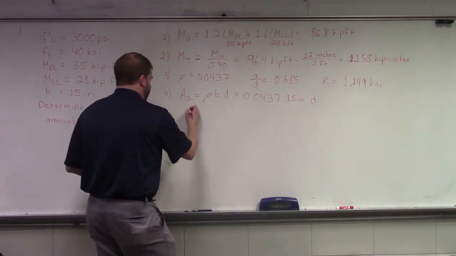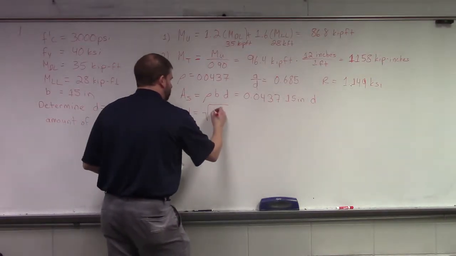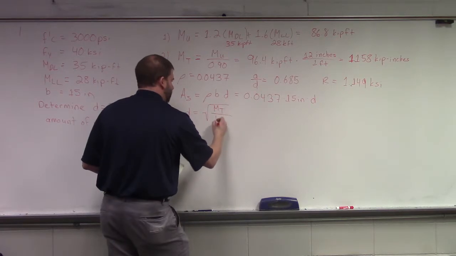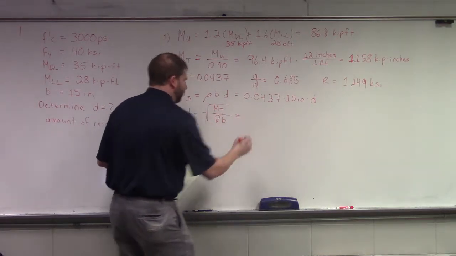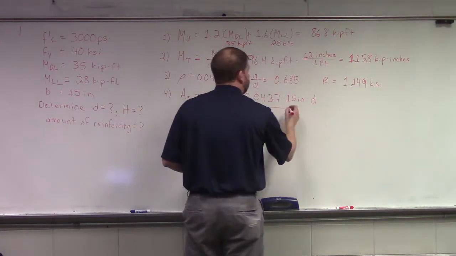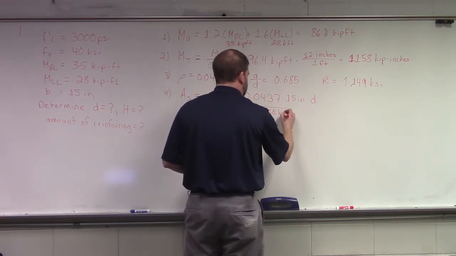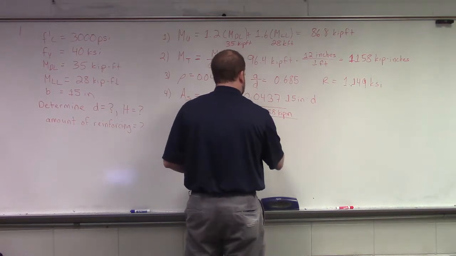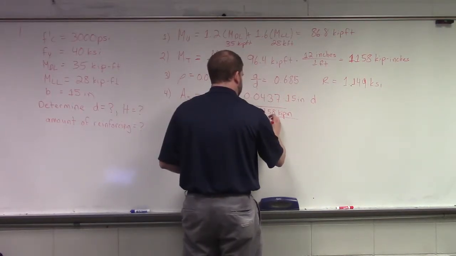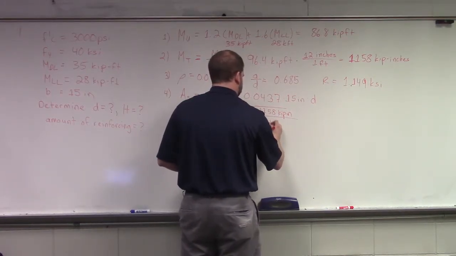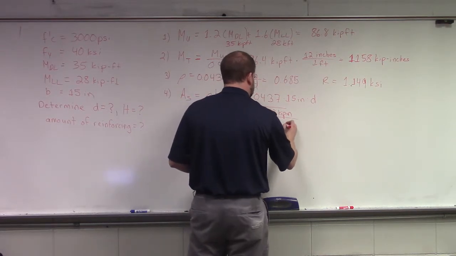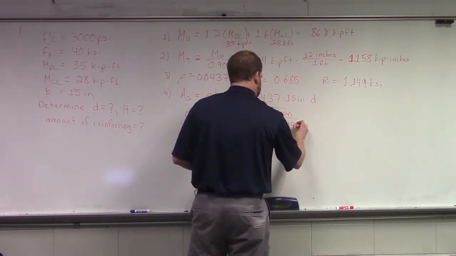Yeah, and then as Rush said, remember that D equals the square root of M sub T over RB. So it equals the square root of 1158 kip-inches divided by 1.149 KSI times 15 inches.